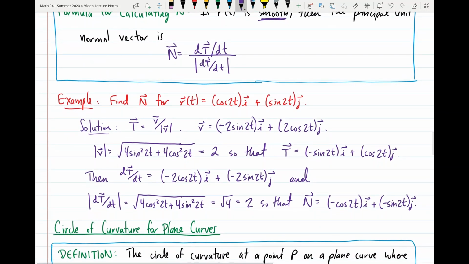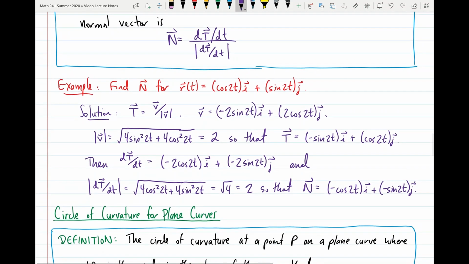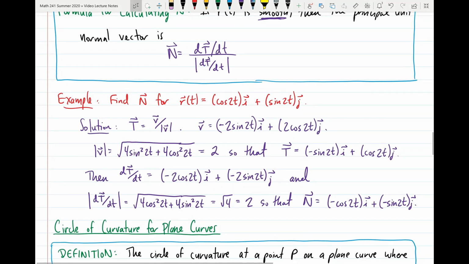And let's give an example right away of calculating n. So if we have the curve r of t is equal to cosine of 2t i plus sine of 2t j, then let's find the vector n. To do so, we're going to need the unit tangent vector and then ultimately take the derivative of that.